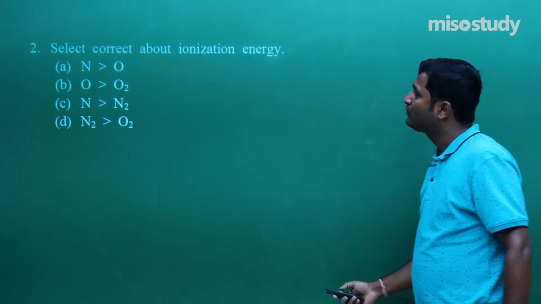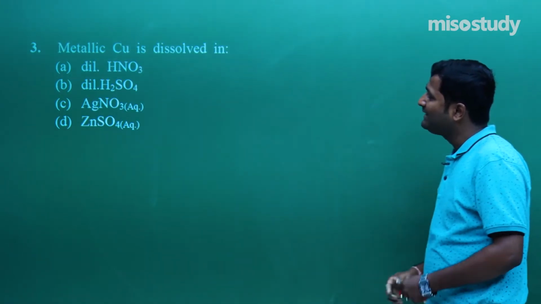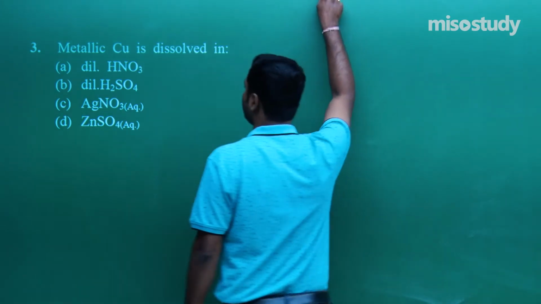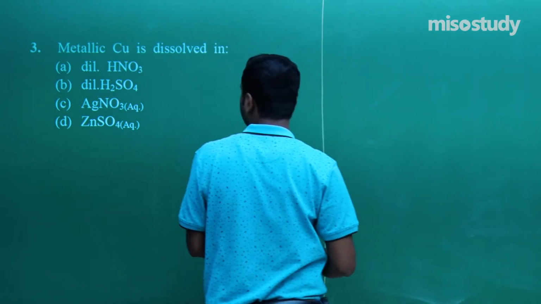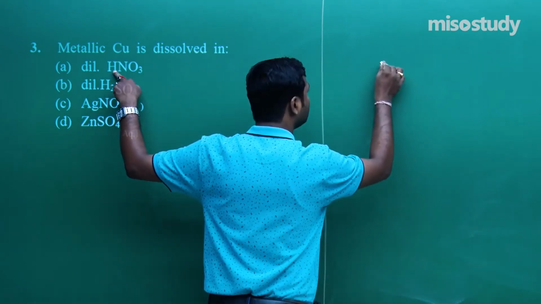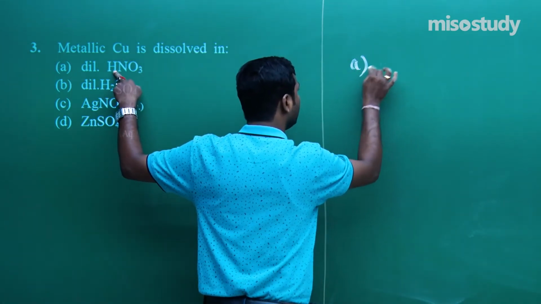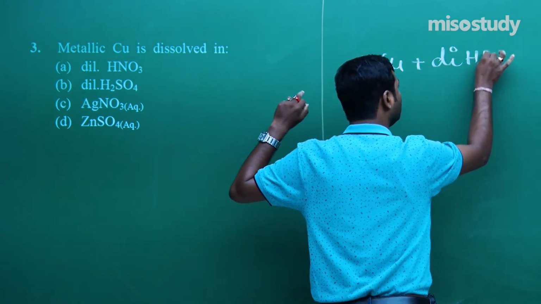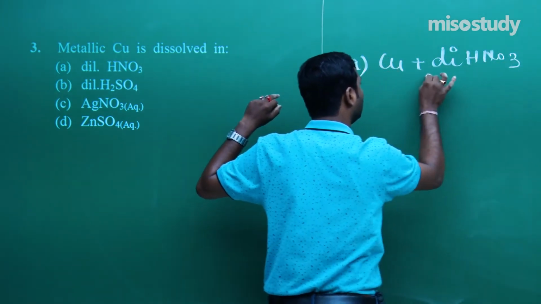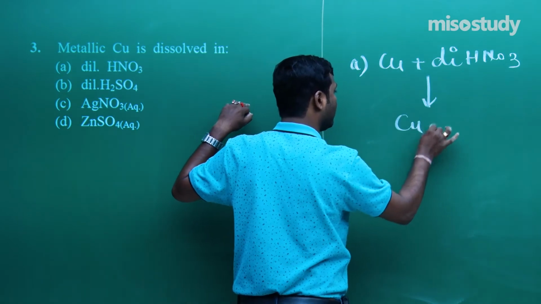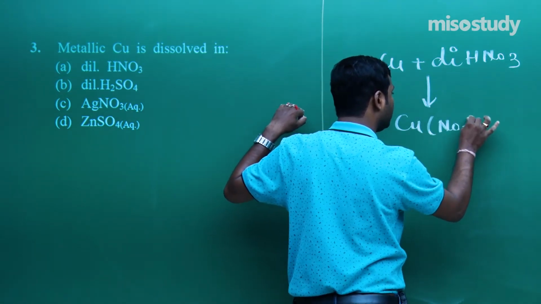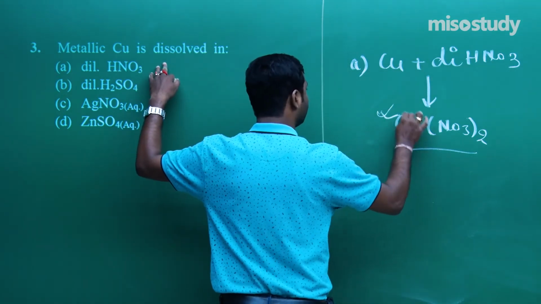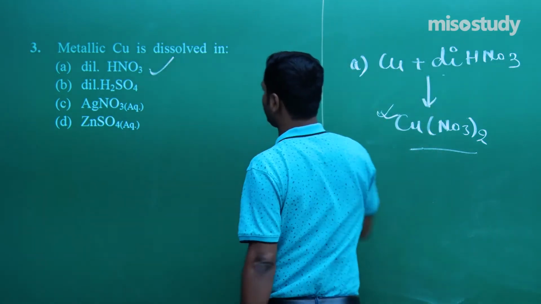Now let's move to question number 3. Metallic Cu is dissolved in, now write down the reaction here. If I talk about the first option, Cu plus dilute HNO3, then definitely the reaction takes place and it forms Cu(NO3)2. Byproducts are always there, but according to the question, Cu dissolves. This is the correct option.